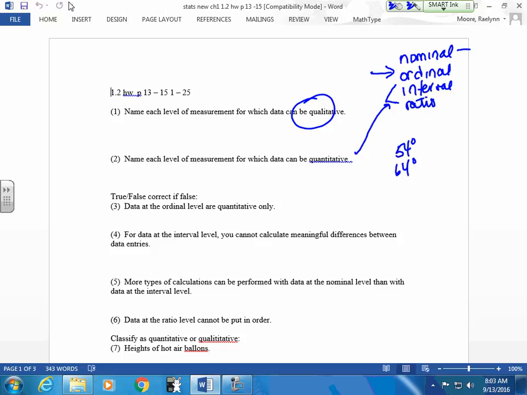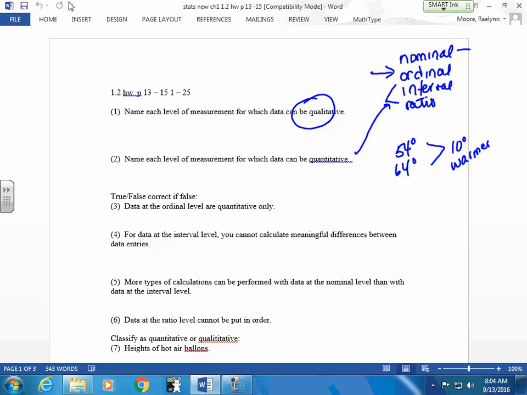Okay, so this is an interval. Temperature is an interval. Can I say that today is 10 degrees warmer? If this is 64 and yesterday was 54, can I say it's twice as hot? No. So I have some kind of a meaningful difference. So this was false.